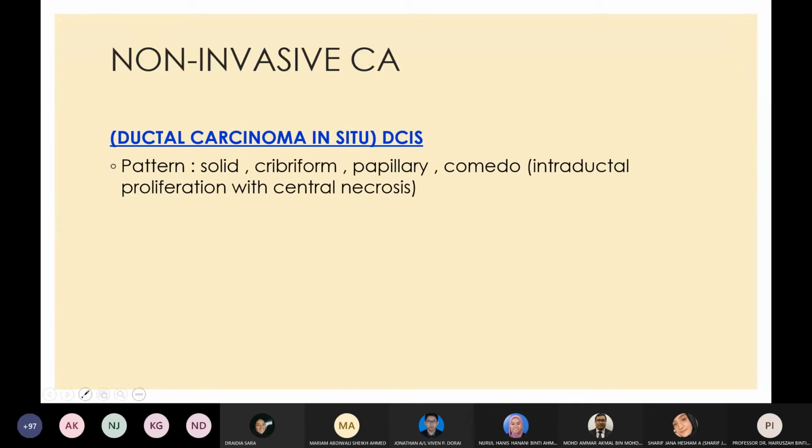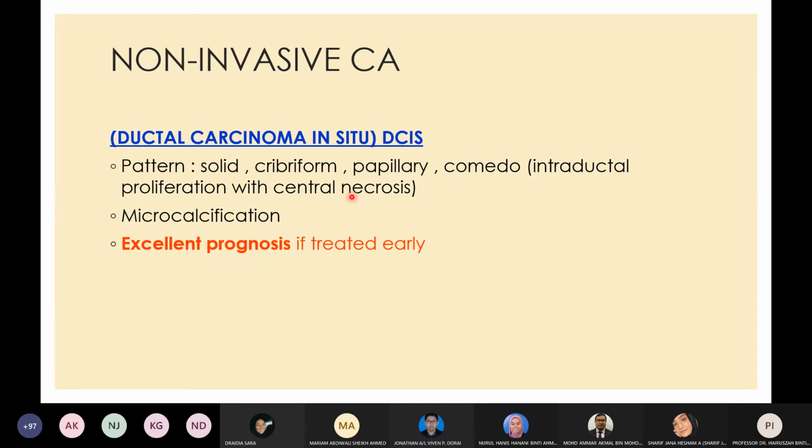These are just the histologic patterns, what you see on histology: solid. These are the descriptions of the appearance of the glands that are malignant. They can also have calcification. What's good about DCIS is that the prognosis is actually very excellent.